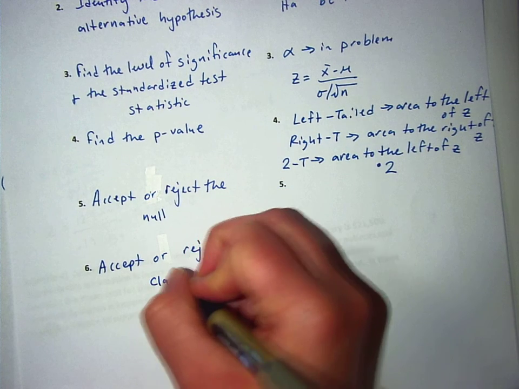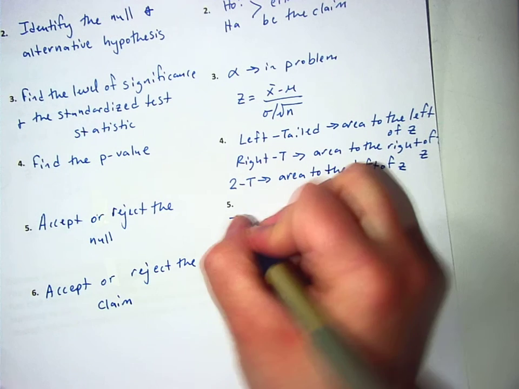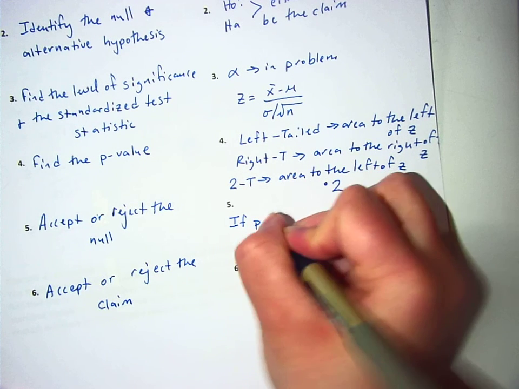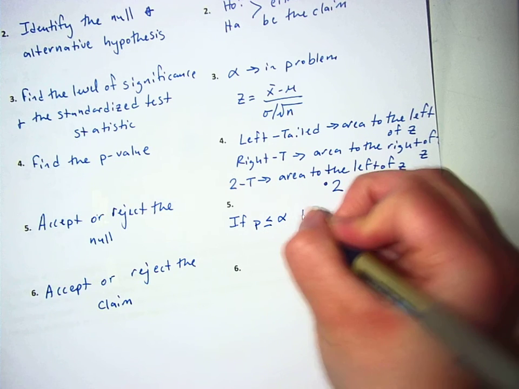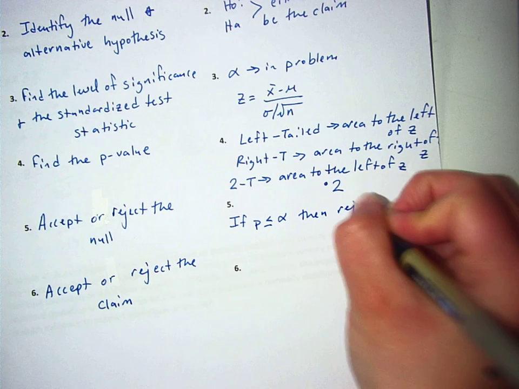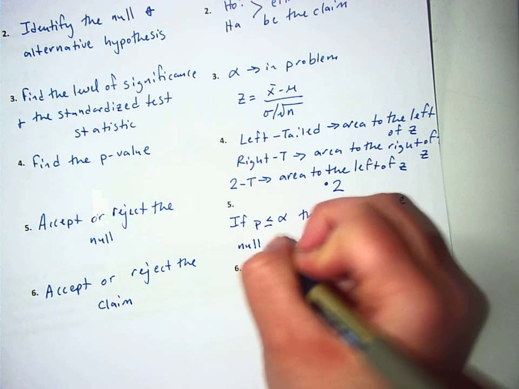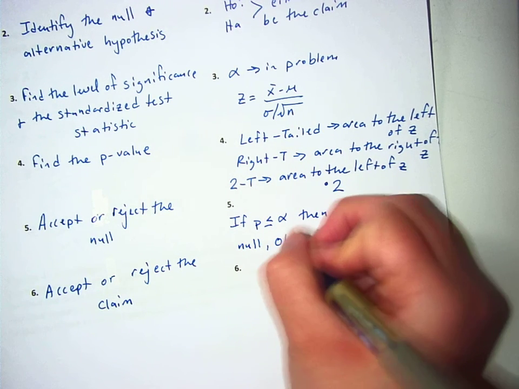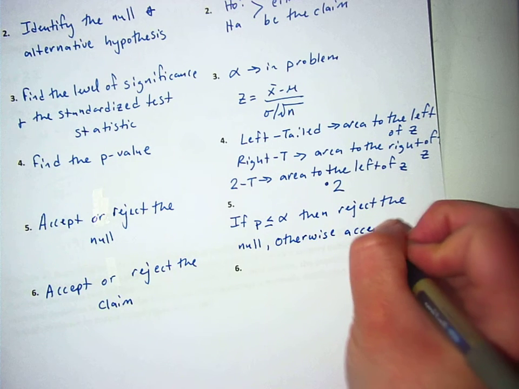And remember, the claim isn't necessarily the same thing as the null, and it's not necessarily the opposite of the null. It depends on the problem. Alright, so here's how you can tell. If p is less than or equal to alpha, then you reject the null. Remember, you always think about the null first. Otherwise, accept it.